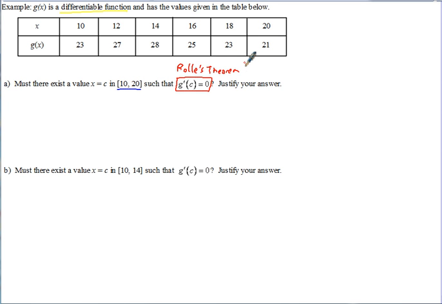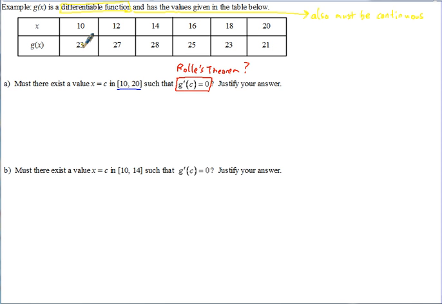Rolle's theorem, let's see if it applies. So let's see if it's continuous and differentiable. Well, notice it tells you the function is differentiable. And if it's differentiable, it also must be continuous. If it wasn't continuous, it wouldn't be differentiable either. So those are the first two conditions of Rolle's theorem. Remember, Rolle's theorem has that third condition that endpoints have to be equal. In this case, it would be g of 10 and g of 20. But if you look, g of 10 is 23, g of 20 is 21.